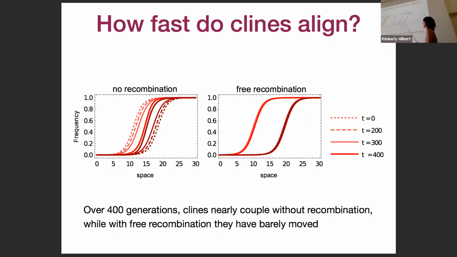In the same amount of time, with free recombination, you can barely even observe that there's any movement at all. The lines are still all overlapping with each other. So these are, of course, the two extremes of recombination, but it's quite a difference that recombination makes. Over 400 generations, these clines are coupling without recombination, but they've barely moved at all when there's free recombination.